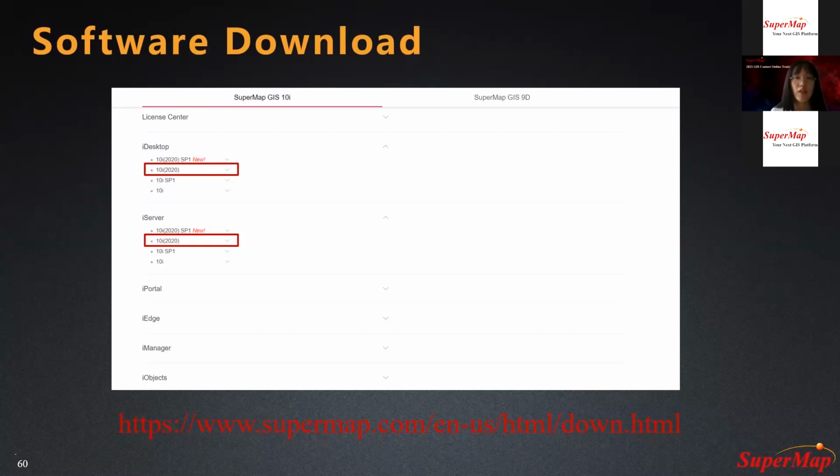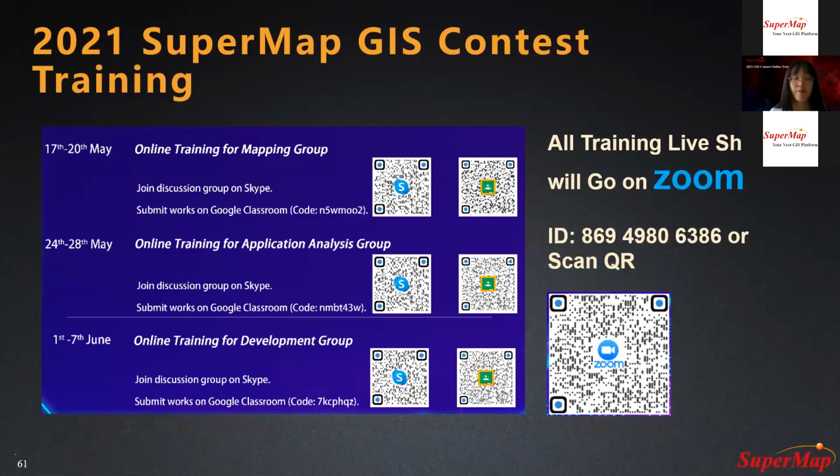And if you think you need to learn more skills on how to use the software, there are some live training courses. And the first training course starts today for the mapping group, and it will start soon, so don't leave us. And all the other live trainings will go on Zoom, so you can just remember this code or scan this QR code.